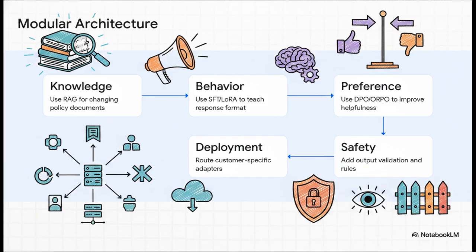Step 1, knowledge layer, using RAG for changing policies. Step 2, behavior layer, using SFT or LoRA for tone and formatting. Step 3, preference layer, using DPO or ORPO for conciseness. Step 4, safety and eval layer for validation. And finally, Step 5, deployment layer, routing those specific LoRA adapters over a single base model.